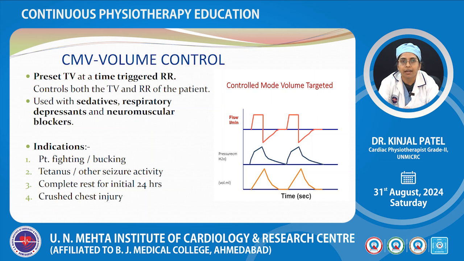We have a preset tidal volume and a time-triggered respiratory rate. It controls both the tidal volume and the respiratory rate of the patient. This mode is used with sedation, respiratory depression, and neuromuscular blockers. Indications of this mode: patient fighting or bucking, tetanus, other seizure activity, complete rest for the first 24 hours, and lastly crush chest injury. In the diagram, we can see in the graph that we have preset the tidal volume and respiratory rate.